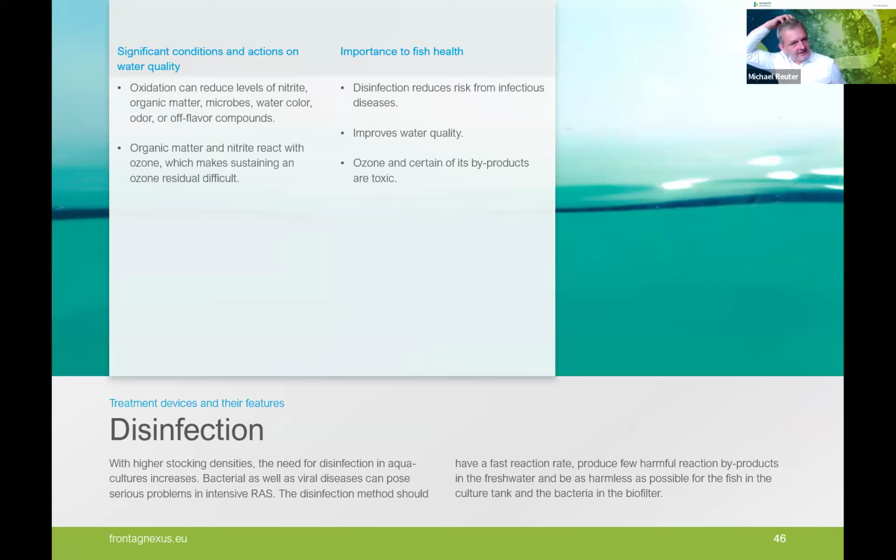So the last thing that was in our list of devices is disinfection, and this also is really only needed if we have very high fish densities, because with lower fish densities we don't have that many problems with hygiene regarding viruses and bacteria. And two methods are mainly used for disinfection in recirculating aquaculture systems.